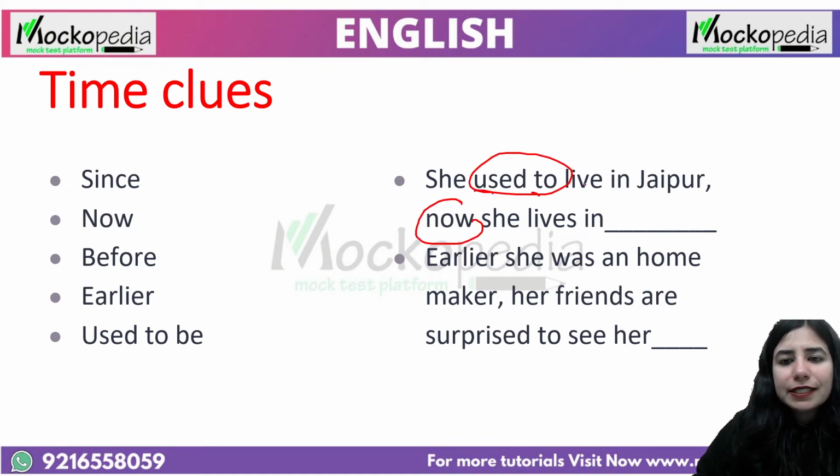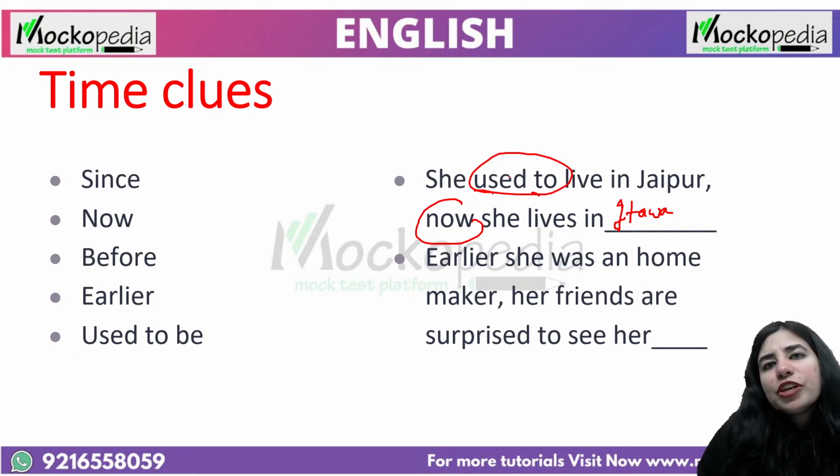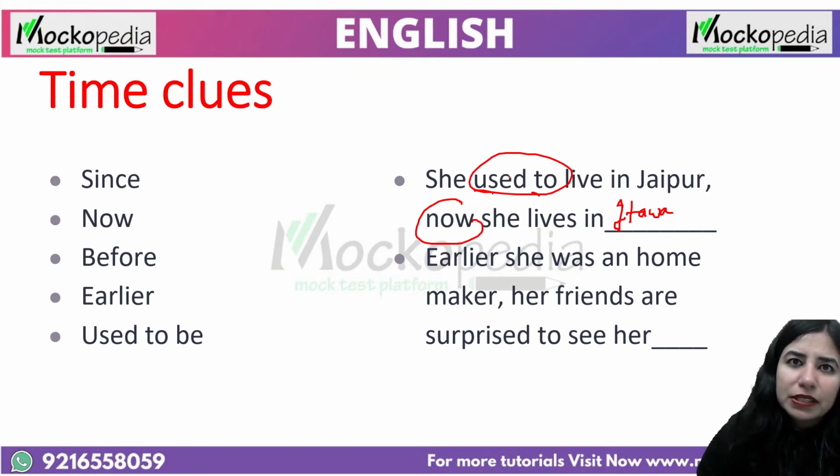So, this clearly says the sentence is suggesting that she lives somewhere else. So, you can say that she lives where? She lives in Ottawa, maybe, right? Whatever comes to your mind. We cannot make a statement that she used to live in Jaipur, now she lives in Jaipur. This would not make sense. This would be absurd. So, when we say "used to", that means she's living somewhere else, right?